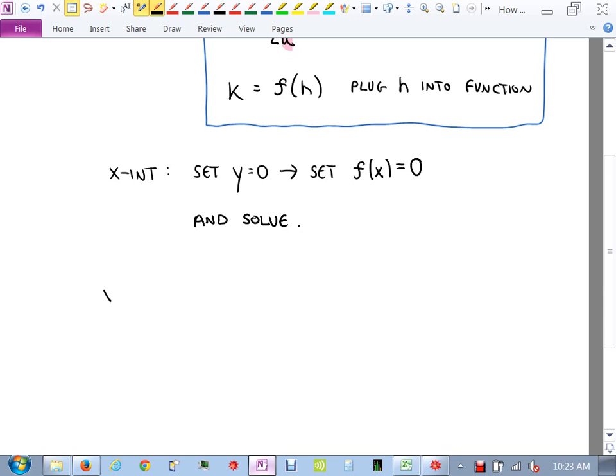All right, how do you find the y-intercepts? You set x to 0. But that really just means plug 0 into the function. Plug 0 into your function. Replace your x's with zeros. And you're done.